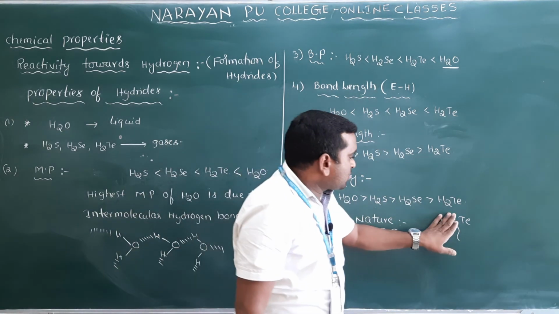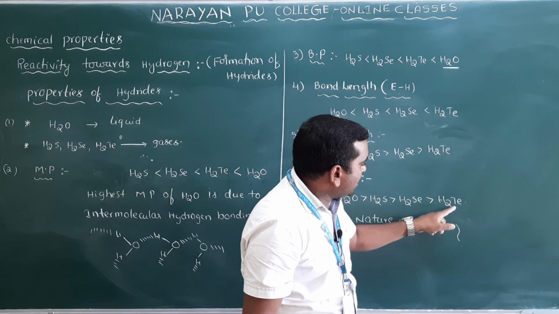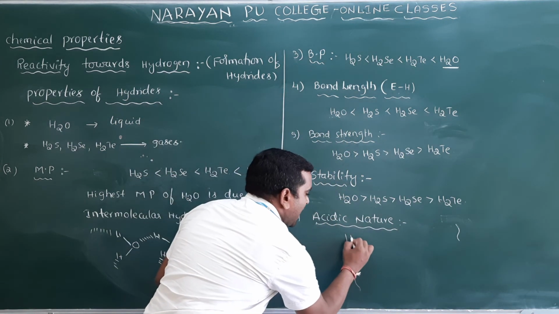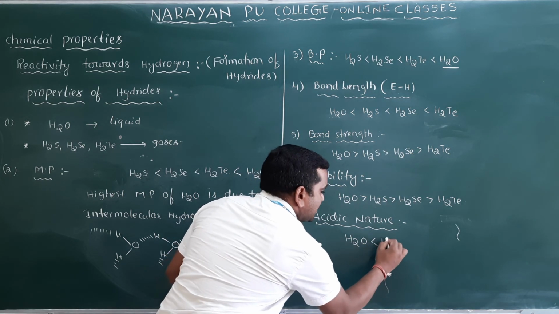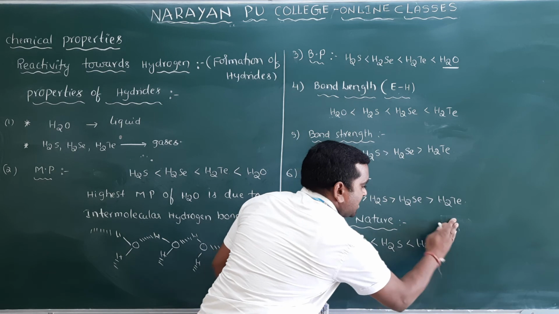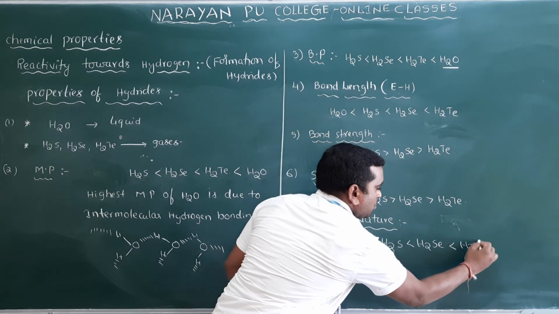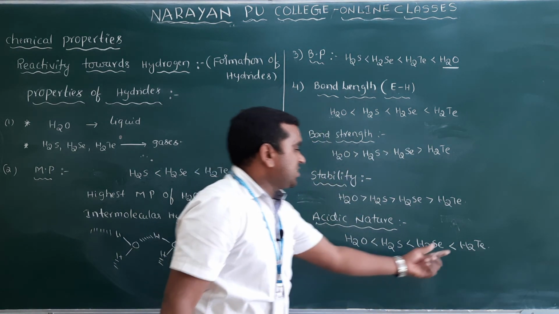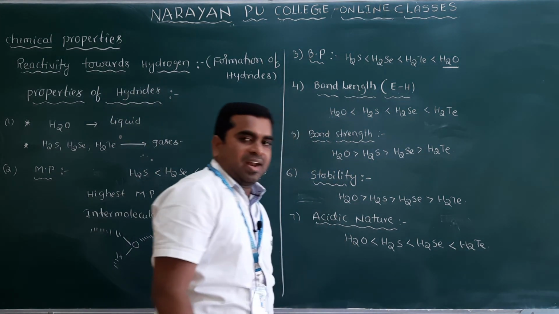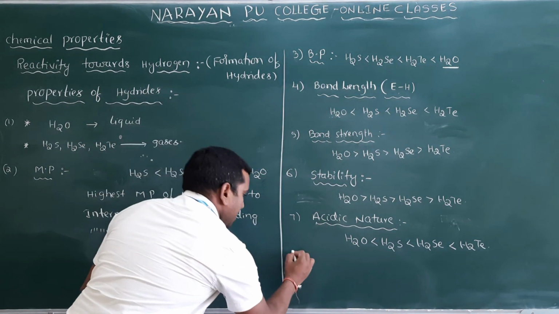So that's why it breaks the bond and gives the H plus ions very easily. So which one is the strong acid here? H2Te is a strong acid compared to which one? H2O. So what is the order here? H2O is less than H2S is less than H2Se is less than, what is it? H2Te. This is more acidic. Tellurium hydrides are more acidic than the oxygen hydride, clear? So this is acidic character.